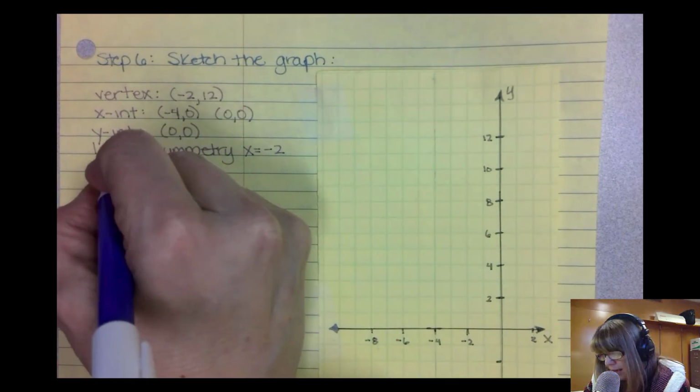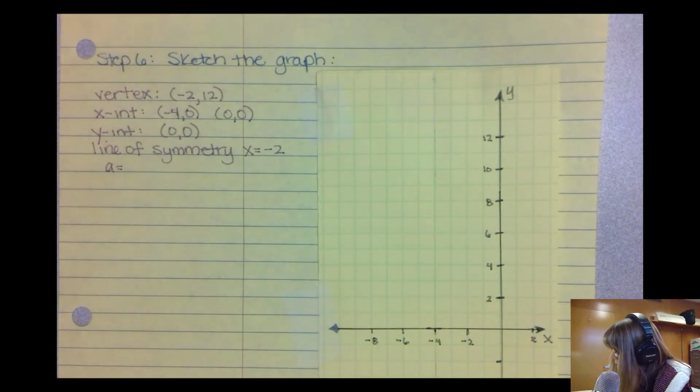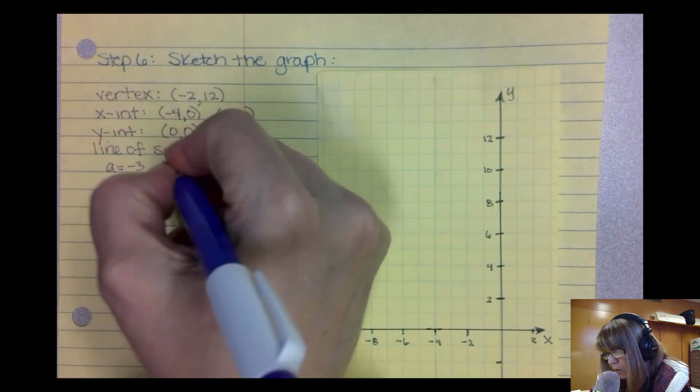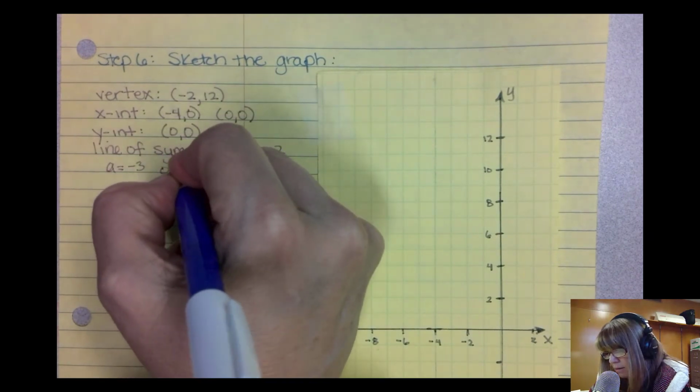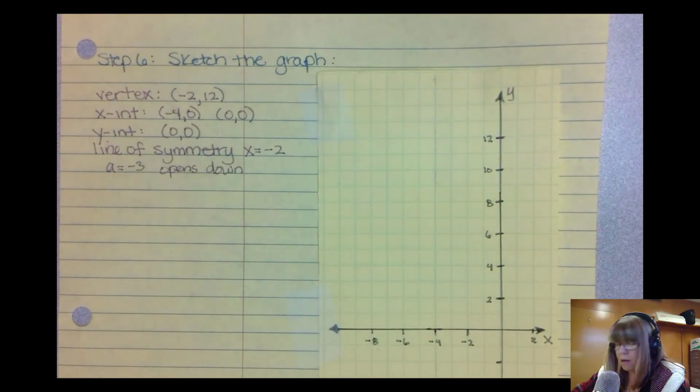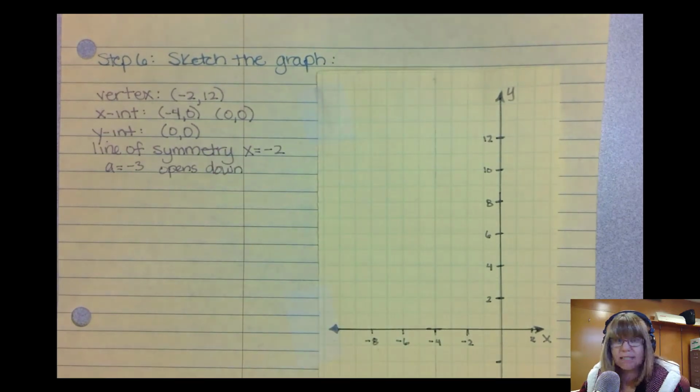Since a equaled negative 3, we know this opens down. Okay, so our vertex, if this opens down, this means our vertex is a maximum.